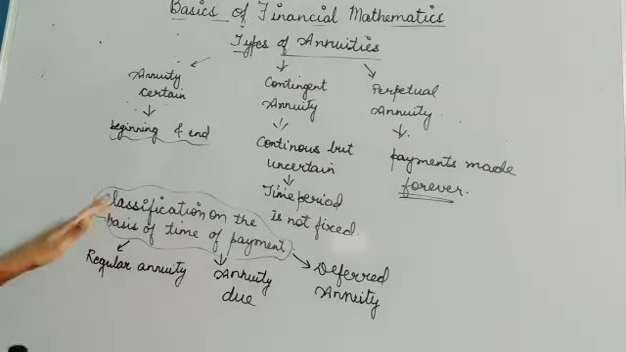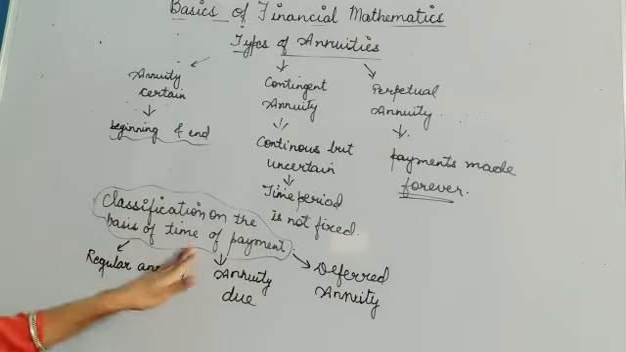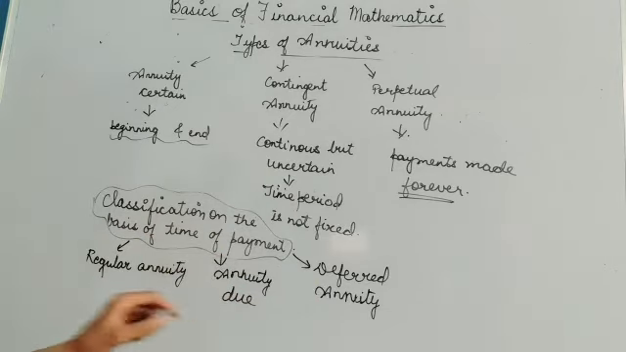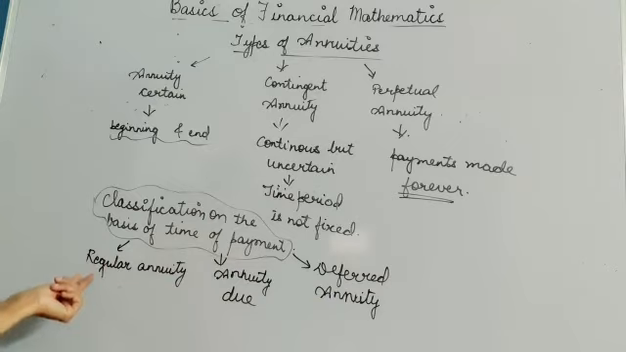Now we can classify annuity on the basis of time of payment also, and these are categorized in three types. First is your regular annuity. The name is suggesting it: regular annuity means you have to pay it regularly. If you are paying the amount regularly, then it is regular payment. Alright, like repayment of a home loan is a regular annuity.